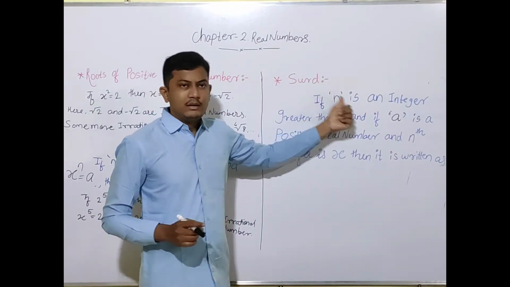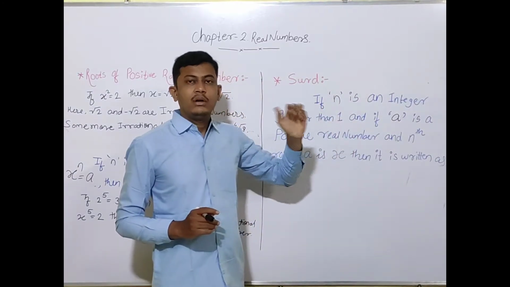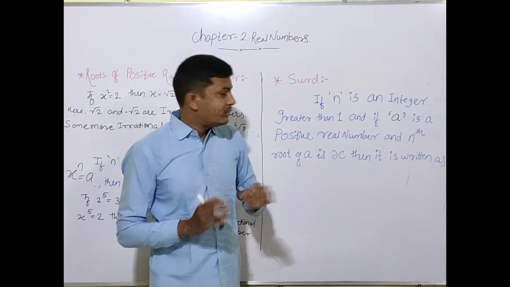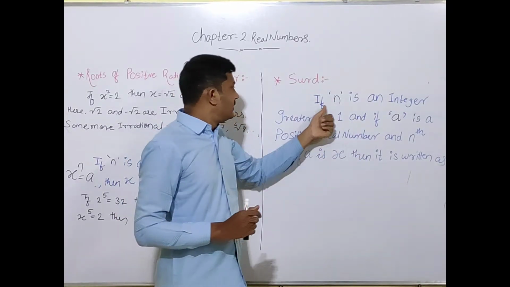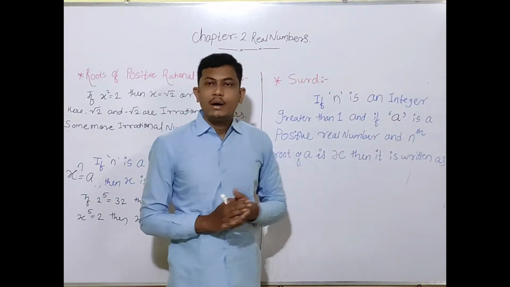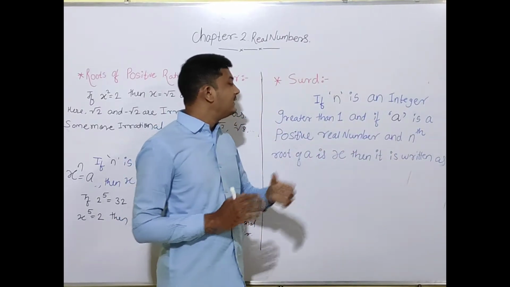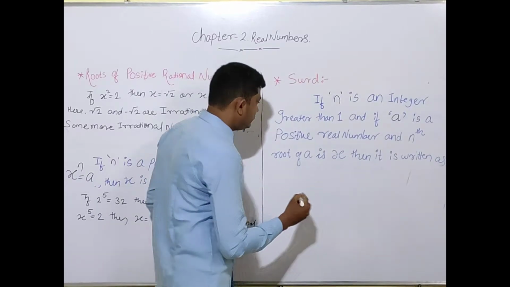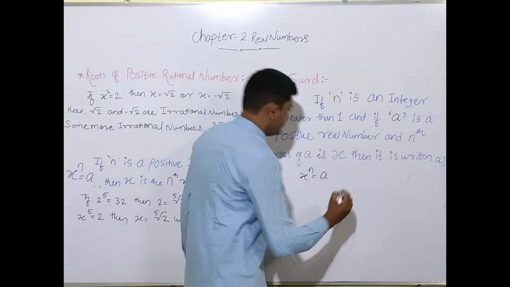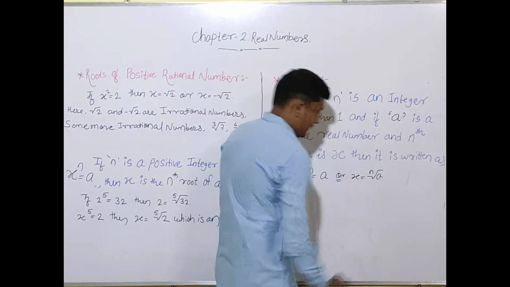The definition says, if n is an integer greater than 1, it means the number should be an integer greater than 1, that is, the smallest number should be 2. It begins from 2. If n is an integer greater than 1 and if a is a positive real number, here the condition is again a positive real number, and nth root of a is x, then it is written as x raised to n equal to a, or x is again the nth root of a.